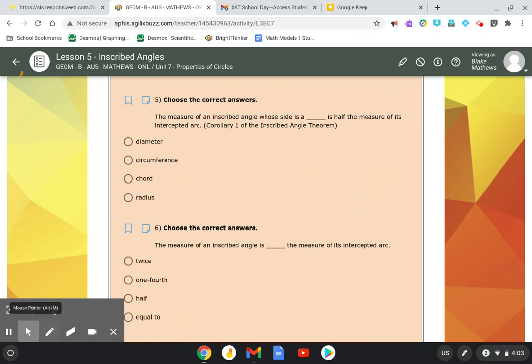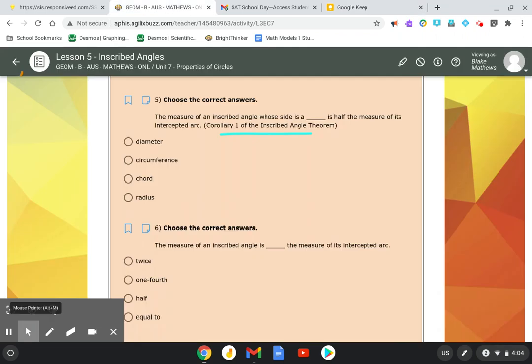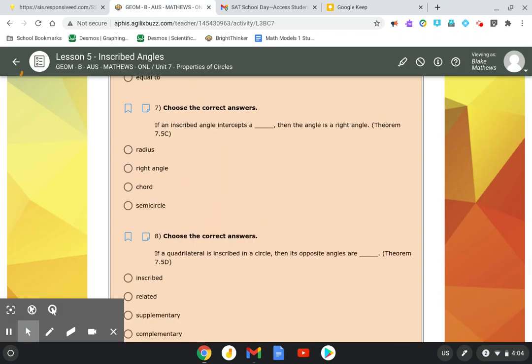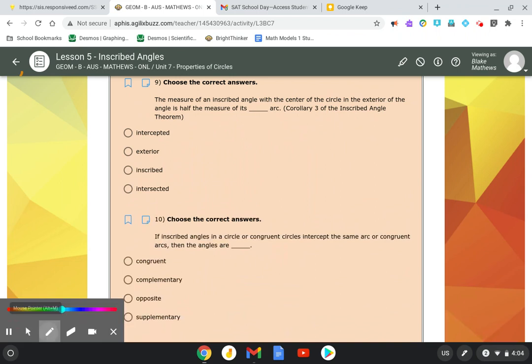You need to look up these corollaries in the boxes above to answer these questions. They tell you. We also talked about this. The measurement of an inscribed angle is right here in our notes. Here they're telling you which theorems to look at. Go look up in the notes in the lesson itself to find the answers there. More of the same here.